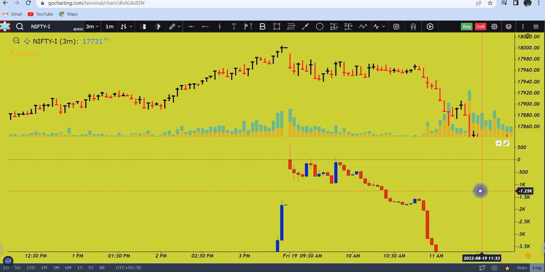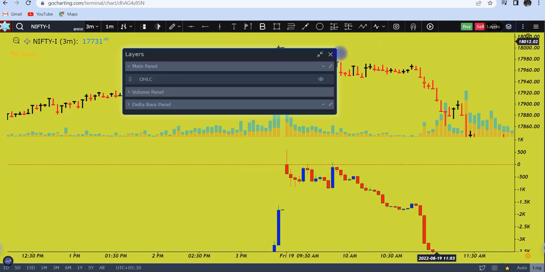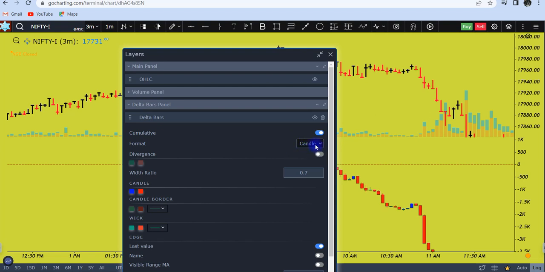Now what I have here is a cumulative delta candlestick chart. You can go ahead and have it in the form of a line chart as well. All you need to do is go here and set it to line. So this is how it will be plotted. I've set it to candle.